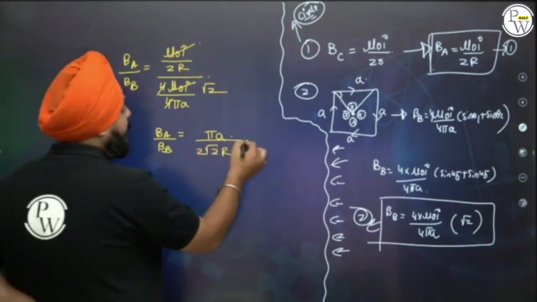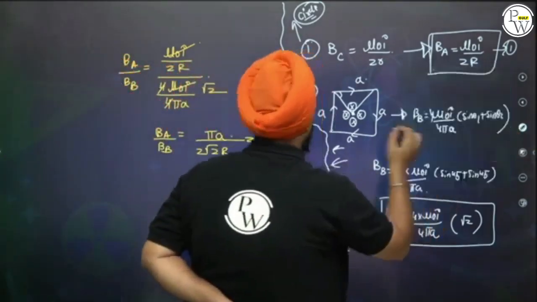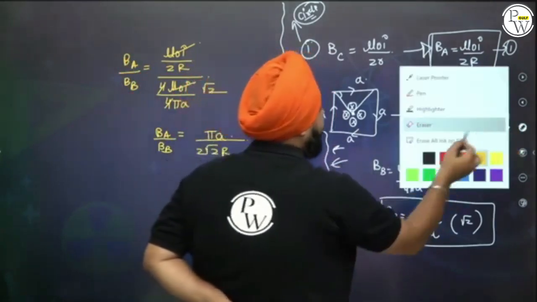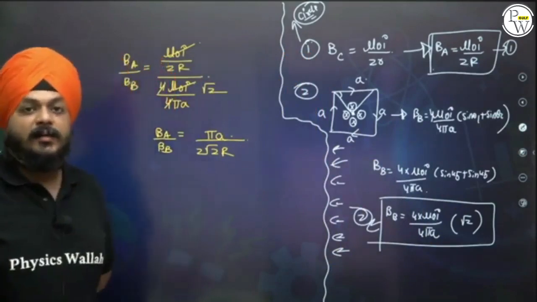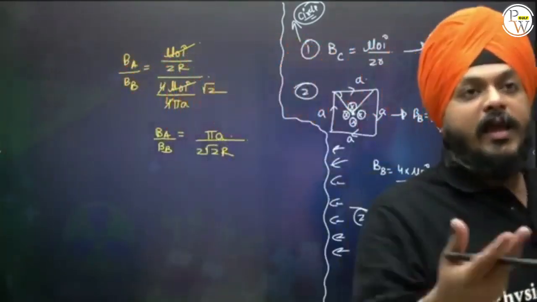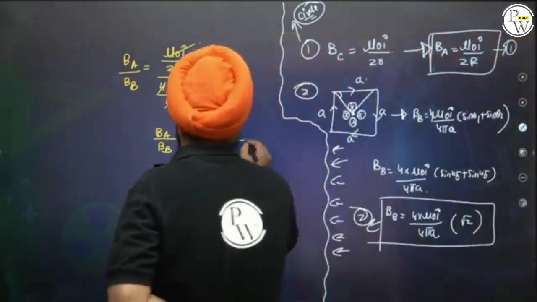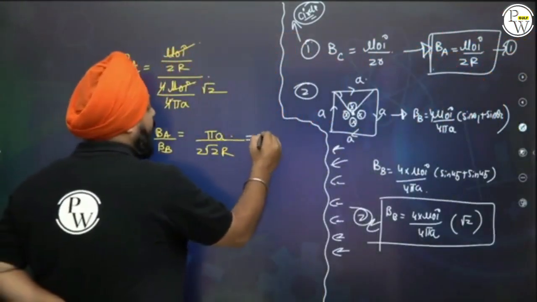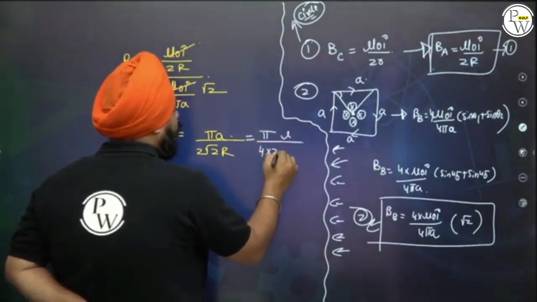Now we are going to replace A and R, because we need an exact ratio in numerical form. So anyhow we have to replace A and R. How are we going to replace them? A is nothing else but L by 4. So pi into L by 4 into 2 root 2.